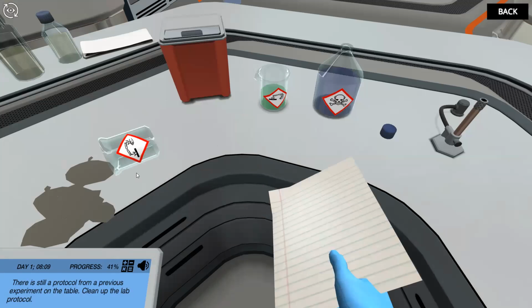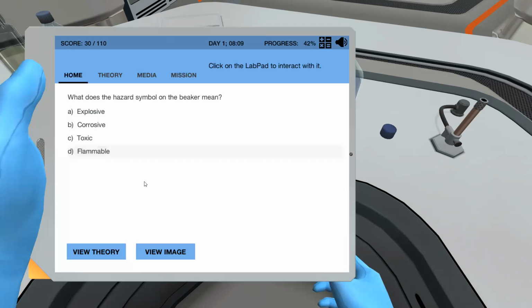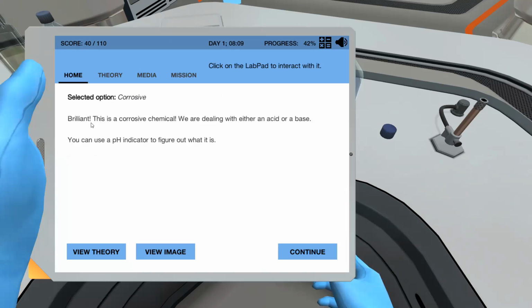Oh. Oops, you just spilled a hazardous chemical. Have a look at the hazard symbol on the beaker. What does the hazard symbol on the beaker mean? I think it means it's corrosive. Brilliant. This is a corrosive chemical. We are dealing with either an acid or a base. You can use a pH indicator to figure out what it is.